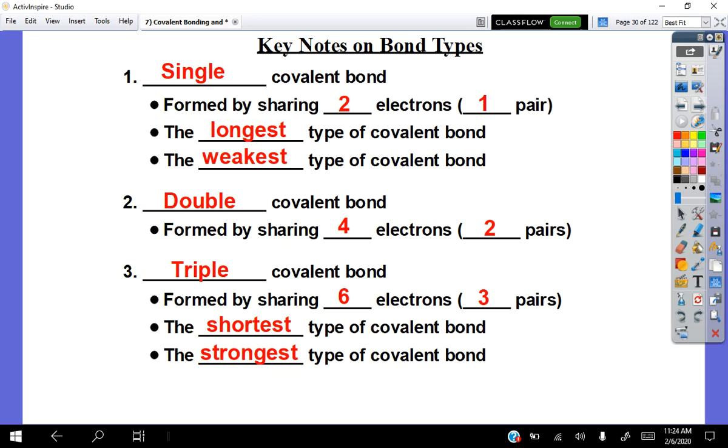When we end up with a double bond, we have 4 electrons being shared in total. With a triple bond, we end up with 6 electrons being shared in total. The triple bond ends up being the shortest, but it is also the strongest overall. The double bond, that means, is somewhere in between the single and the triple bond in terms of bond length. So we use 1 line to represent a single bond, 2 lines for a double bond, and 3 lines for a triple bond.